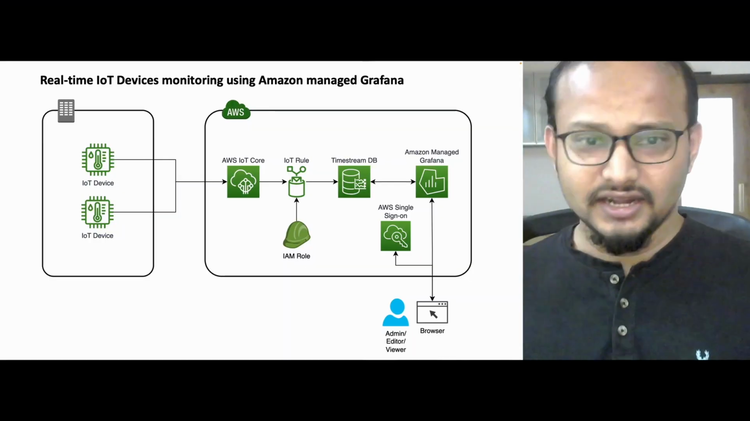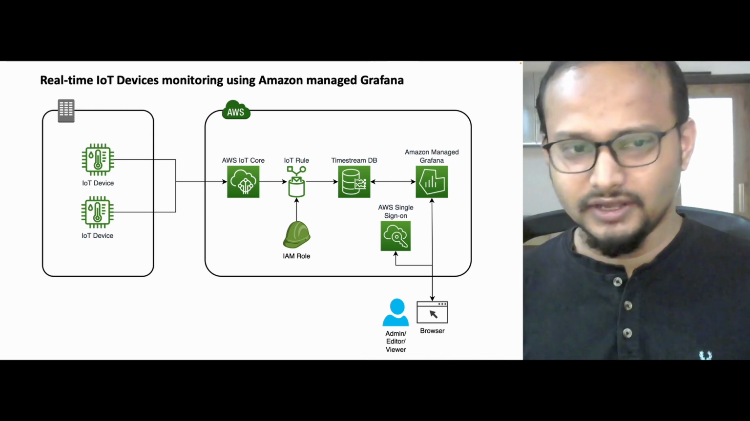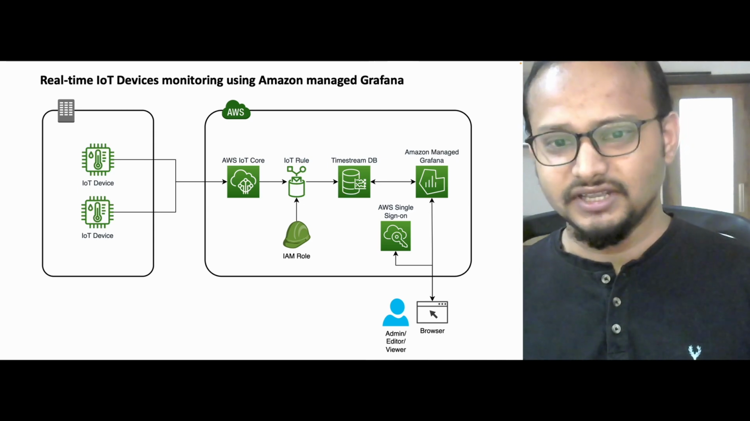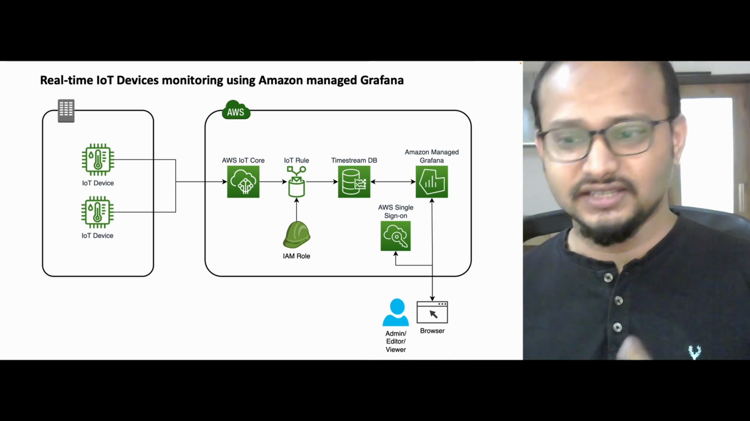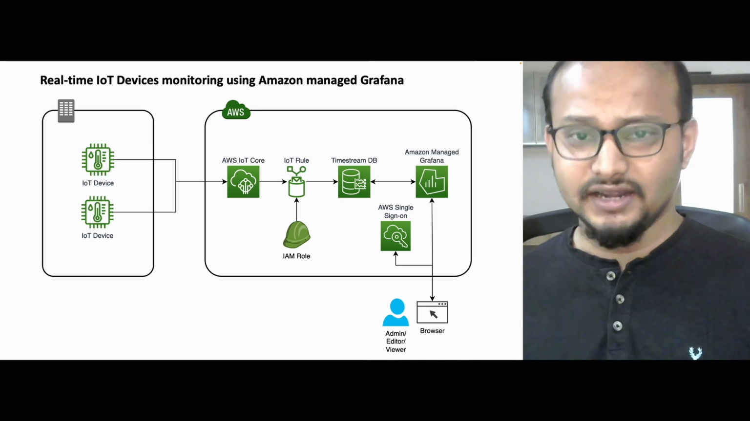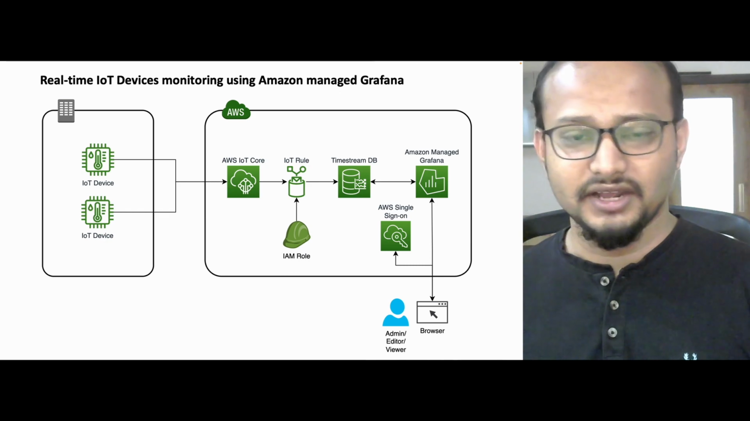QuickSight has been very popular, but it does not work very well with real-time data. So that's where I have put together this architecture where we have IoT devices that connect and keep sending data to IoT Core, and then one of the platforms where we can visualize the data in real time is Amazon Managed Grafana.